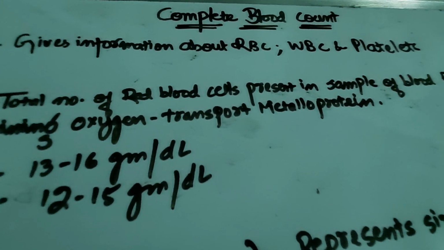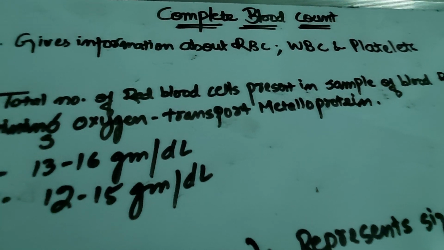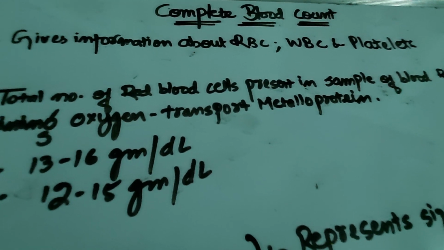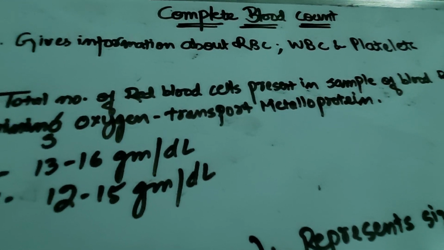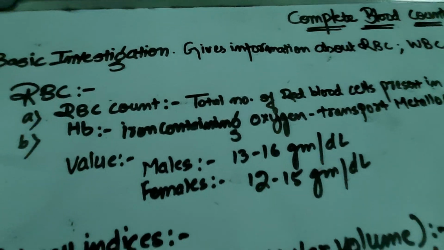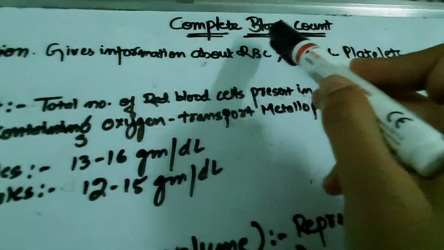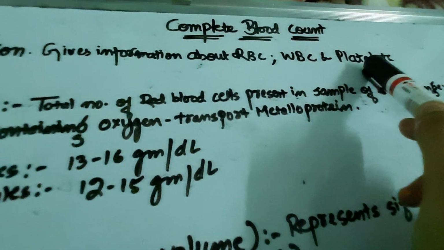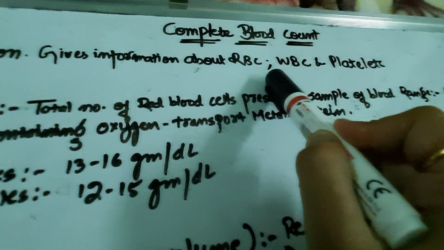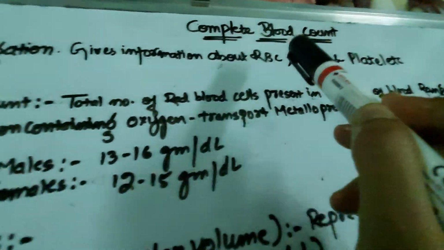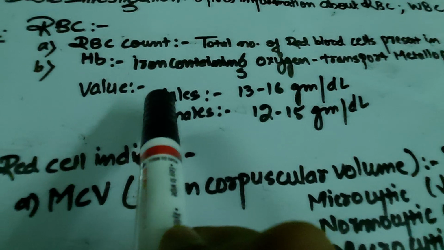Today I thought to discuss complete blood count. It is a basic investigation and a very important topic to start hematology. Complete blood count is a basic investigation which gives you information about RBCs, WBCs and platelets. The first heading is RBC. In RBCs, it tells you about the RBC count and the hemoglobin.